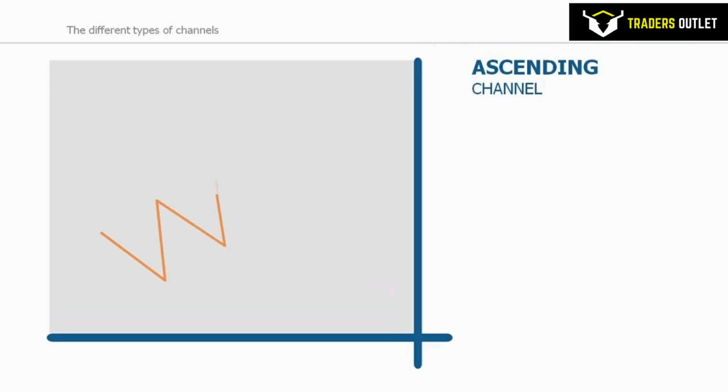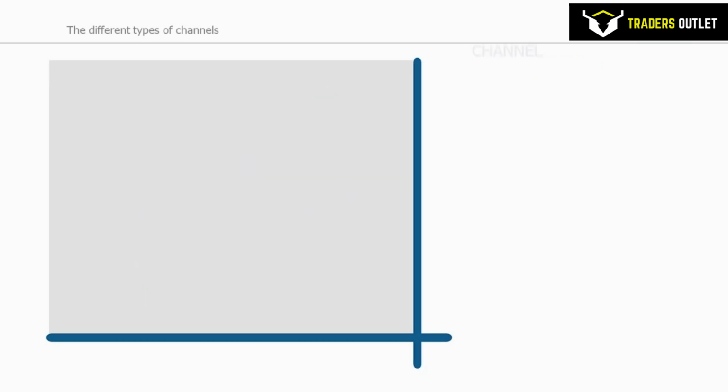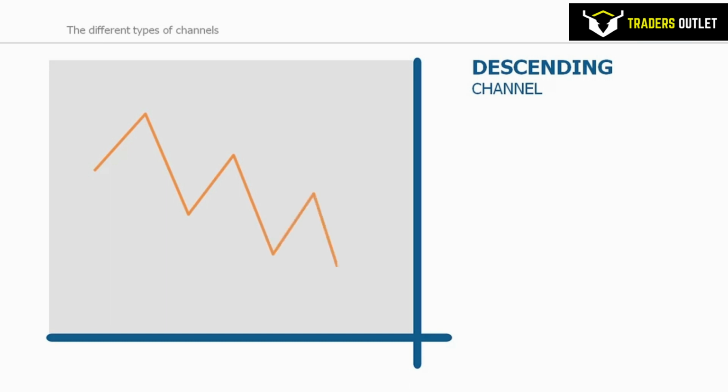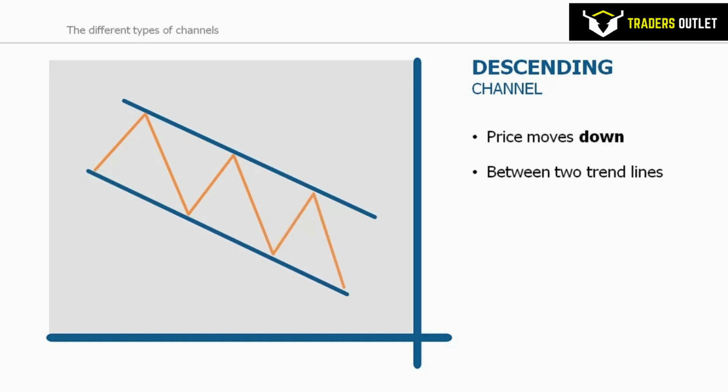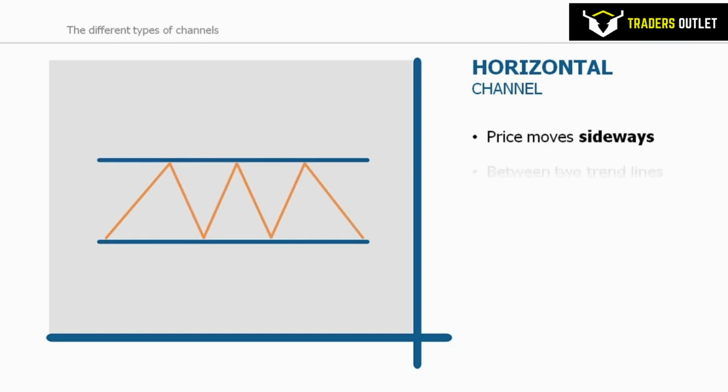Whenever the price of an asset is moving within the boundaries of two trend lines, it is said to be trading within a channel. When the price moves up between two trend lines, it is called an ascending channel. And when the price moves down between the trend lines, it is called a descending channel. A horizontal channel exists when price moves in a range.